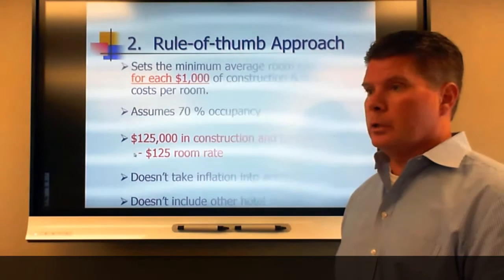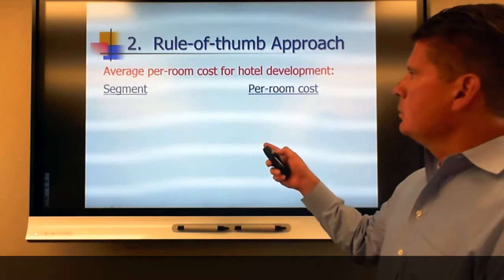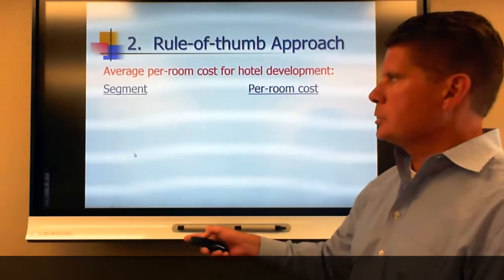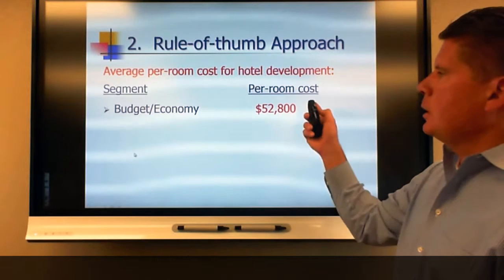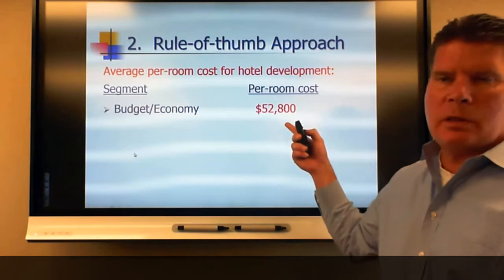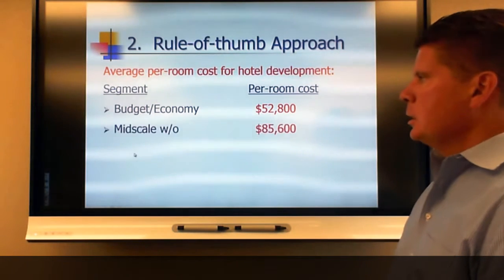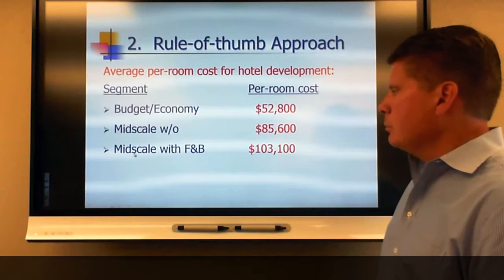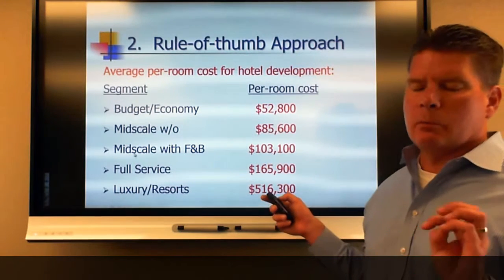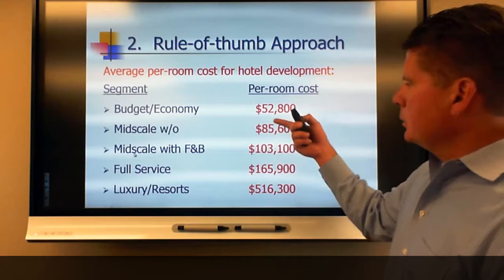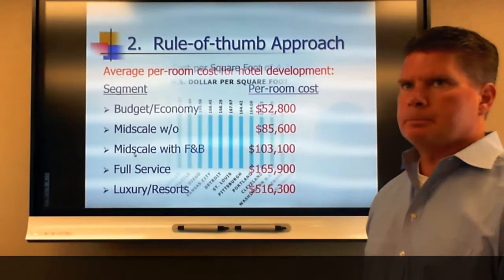With the rule of thumb, we're also going to look at how it compares with some of the other segments. For example, the average per room cost for a hotel development in the budget economy is about $53,000, which makes sense: $53 a night for a budget economy room. Mid-scale, $85. Mid-scale with food and beverage, $103. Full scale. And then luxury resorts are much higher because they have a lot more facilities. But generally speaking, this rule of thumb works in most markets for these different hotel segments.